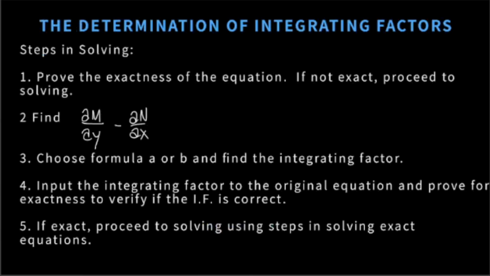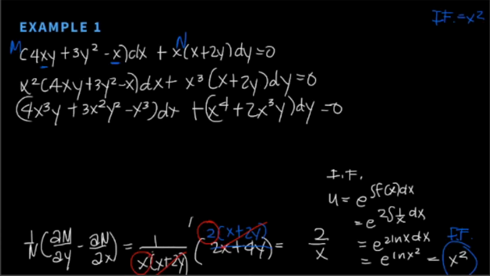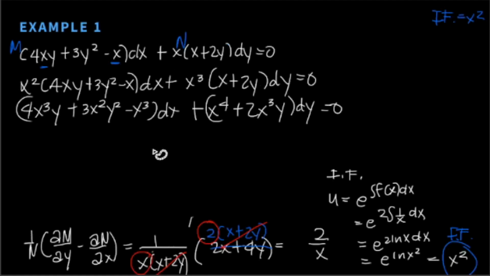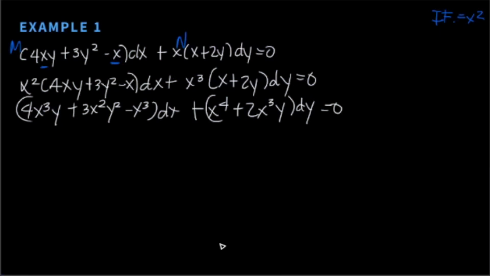So, ngayon, prove na natin yung exactness ng bago nating equation para ma-verify natin kung tama ba talaga yung integrating factor na nakuha natin. So, erase ko lang to. So, prove natin for exactness, identify natin yung M and N natin. So, ito yung M, ito yung N natin.